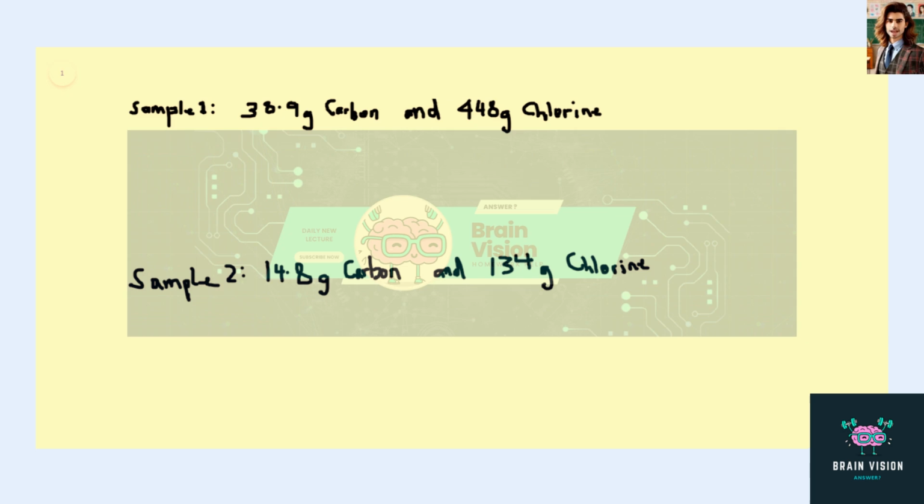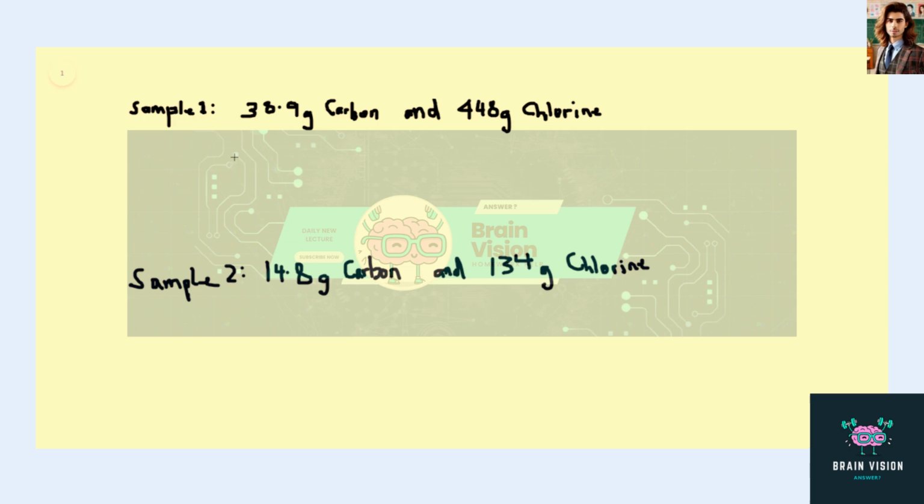But if these two samples have different mass proportions, that is the mass proportion of carbon and chlorine, then these samples do not follow definite proportions. So, like I said, one sample here, which is sample 1, contains about 38.9 grams of carbon and 448 grams of chlorine. So what we have to do is find out the ratio of carbon to chlorine or chlorine to carbon, which is to divide by the smaller number.